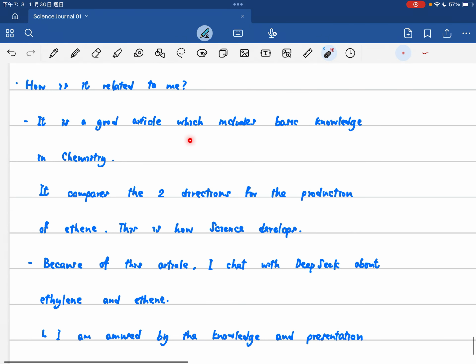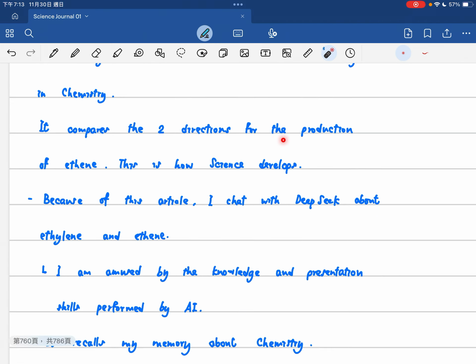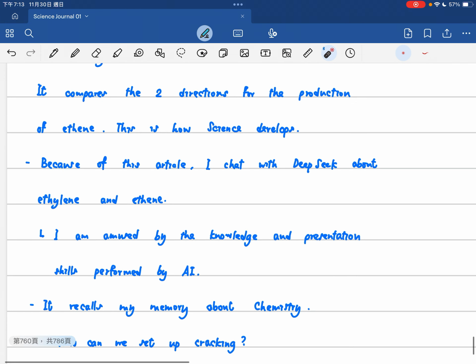So how is it related to me? It is a good article which includes basic knowledge in chemistry. It compares the two directions of the production of ethene, and it shows how science developed. Because of this article, I checked with DeepSeek about ethene. So I'm amazed by the knowledge and the presentation skills performed by AI.